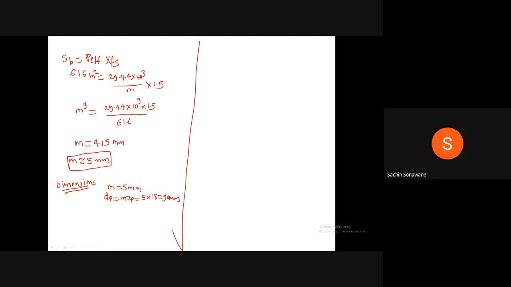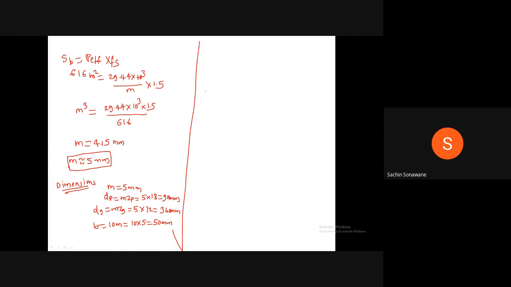Similarly, dg is equal to m into zg, which is equal to 5 into 72, which is equal to 360 mm. And b, face width, is equal to 10 m, which is equal to 10 into 5, which is equal to 50 mm. Therefore, these are the dimensions of the gears.